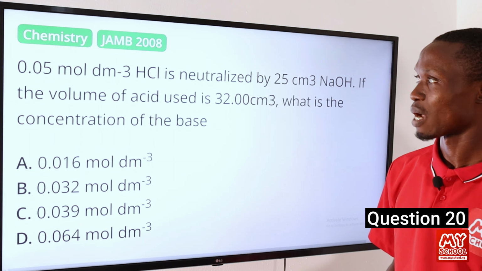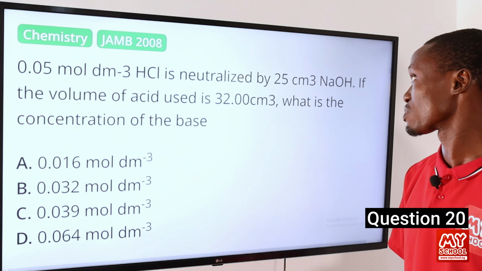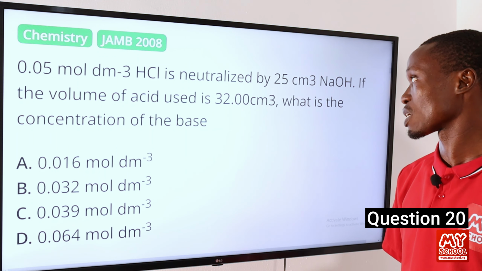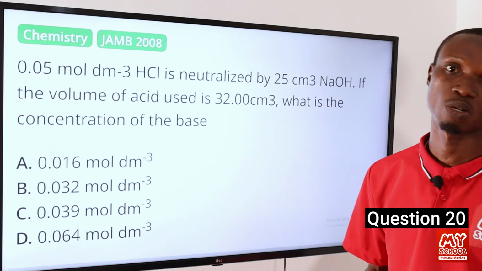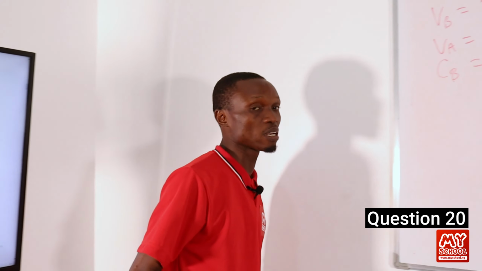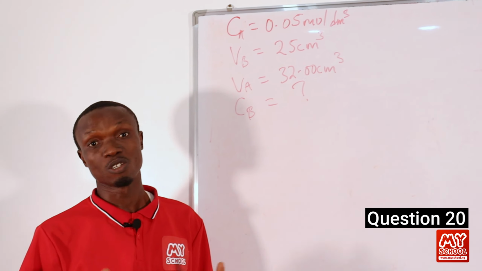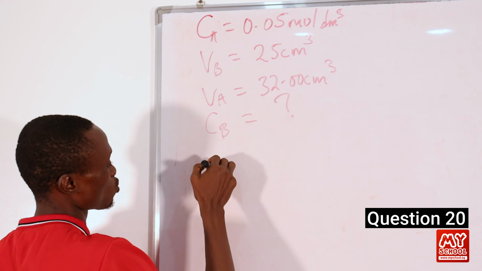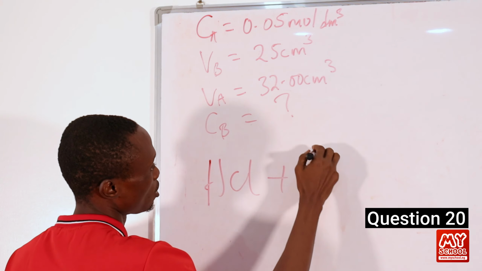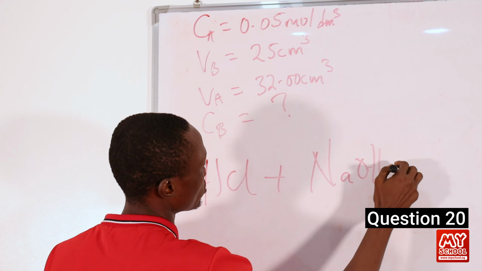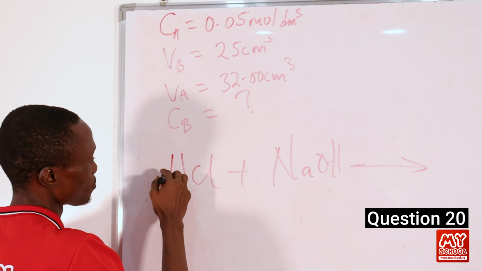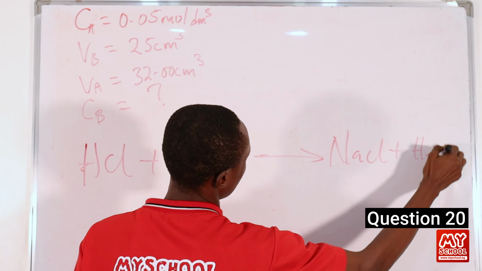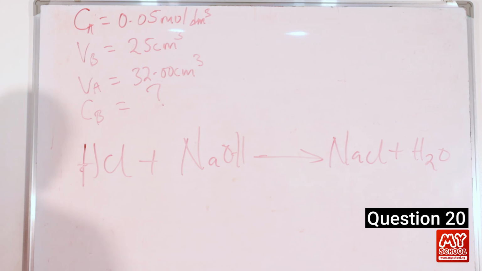0.05 mol dm cube hydrochloric acid is neutralized by 25 centimeter cube sodium hydroxide. If the volume of acid used is 32.00 centimeter cube, what is the concentration of the base? So let's move over to the board. If we are given questions like this, the first thing to do is to write a balanced equation for the two substances involved in the question. In this question, we have hydrochloric acid reacting with sodium hydroxide. This is a typical neutralization reaction, which will produce a salt, sodium chloride, and also water. So I think our equation is balanced.